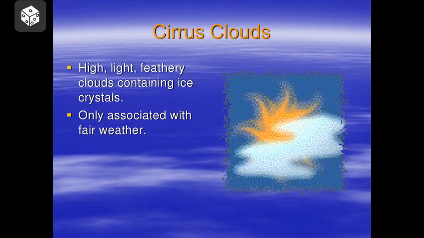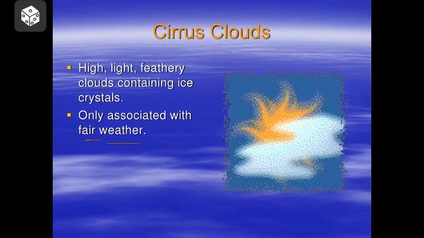The third type of cloud is called the cirrus clouds. These are the high altitude clouds, so they're high, light, and feathery. They contain ice crystals or suspended drops of ice, not suspended drops of water like the other groups. The thing about this group is you will only see them outside whenever it's nice. So clear skies and nice weather would be cirrus clouds.